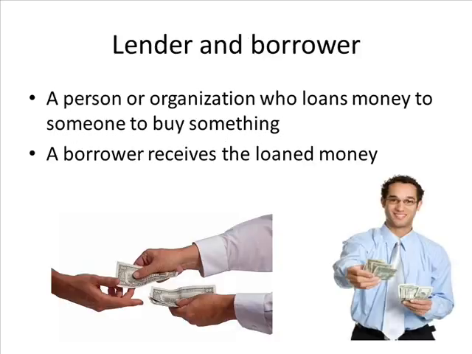The main relationship involved with credit is lender and borrower. A lender is a person or organization who loans money to someone to buy something. As a lender, you're going to charge this person interest, which is a fee they have to repay for borrowing the money from you. A borrower receives the money that is loaned from the lender.